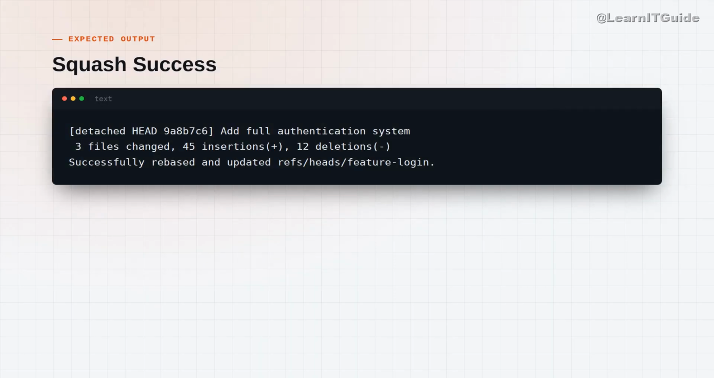After saving the commit message, Git processes the changes. The output shows the new commit hash and a summary of the changes. You have successfully collapsed 3 commits into one. Your history is now much cleaner.